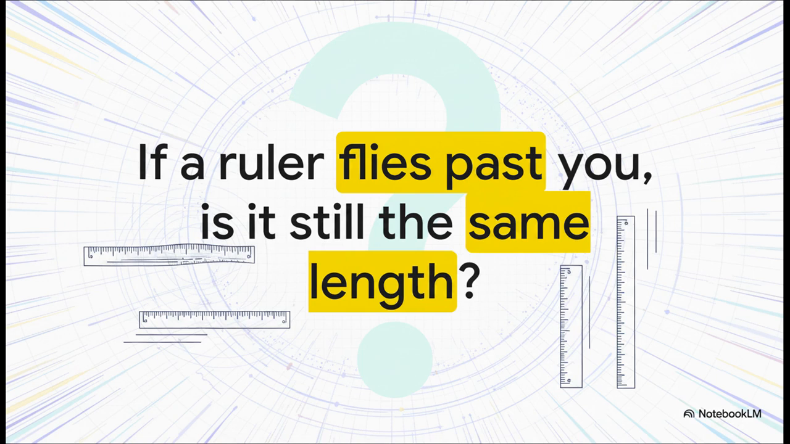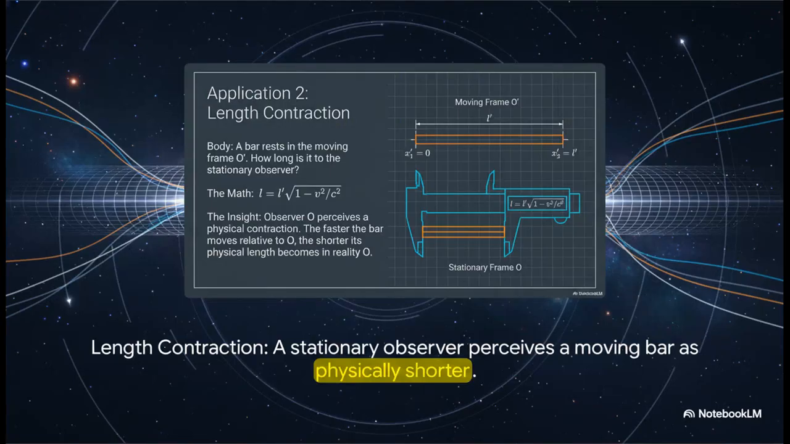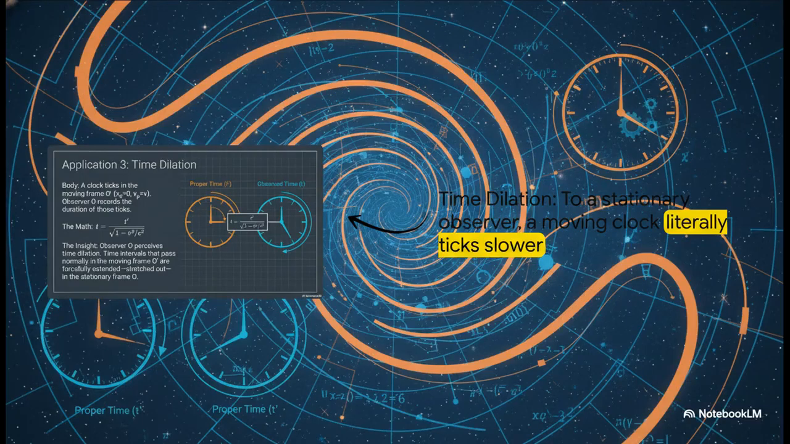Okay, so time is officially weird. But what about space? Let's ask another question. If a ruler flies past you at nearly the speed of light, is it still the same length? I mean, how could it not be, right? Let's say a bar is just sitting there in the moving frame. How long does our stationary observer measure it to be? And this leads us to one of the most famous effects in all of physics, length contraction. To our stationary observer, that moving bar is physically shorter. And I want to be super clear here. This is not an optical illusion. This isn't some trick of the light. The actual space the bar takes up has contracted from this point of view. And the faster it goes, the shorter it gets. Wild, right? It's not just space that gets warped.